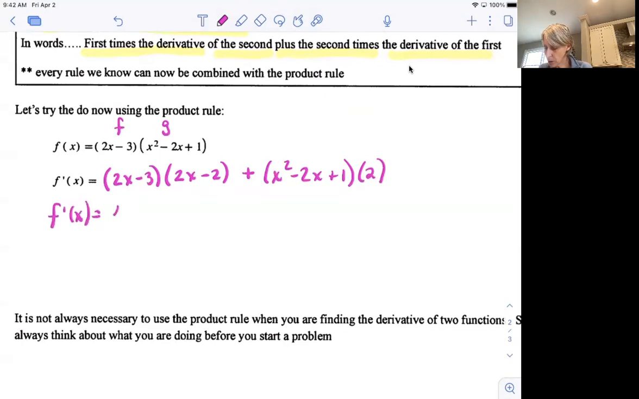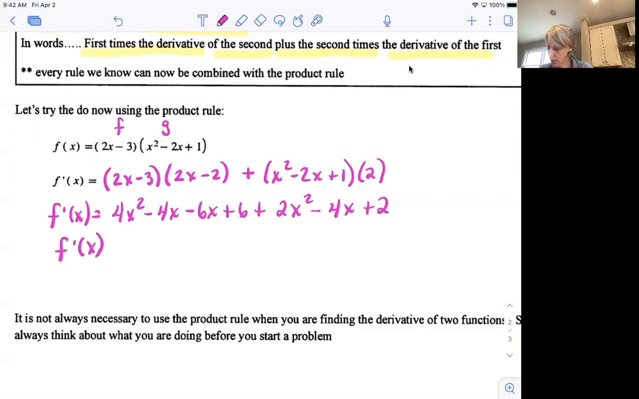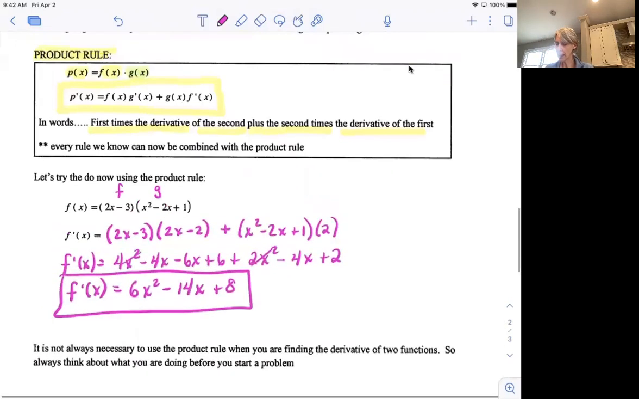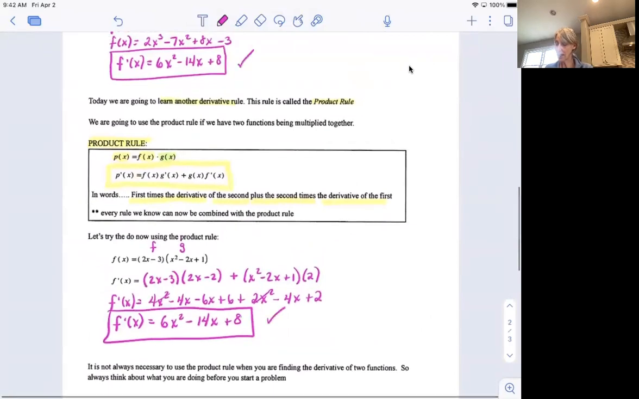So now I'm going to FOIL out. So I have 4x squared minus 4x minus 6x plus 6, 2x squared minus 4x plus 2. And hopefully, if I did my math right, I'm going to wind up with the same answer as I did up top. 4x squared and 2x squared, 6x squared. Negative 10x, negative 4x. 6 and 2. And let's just stop a moment and compare. And we got the same exact answer.